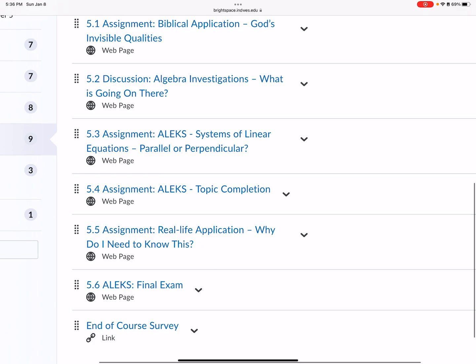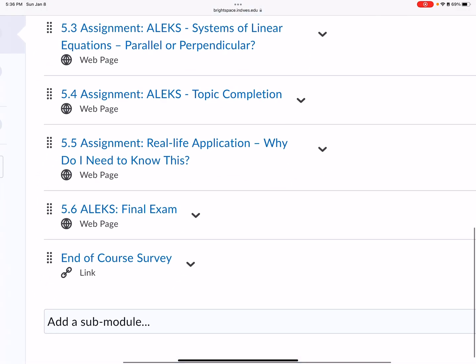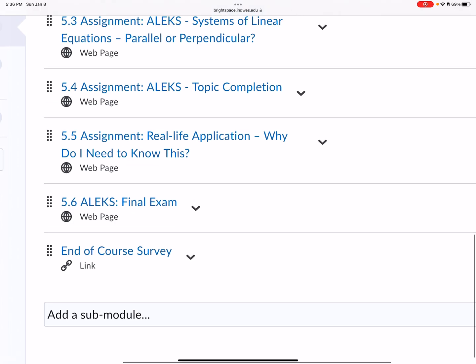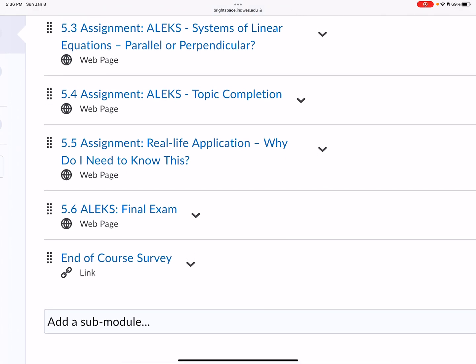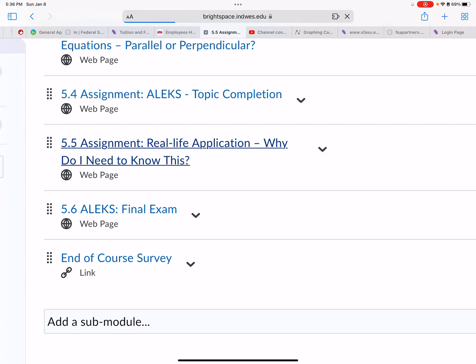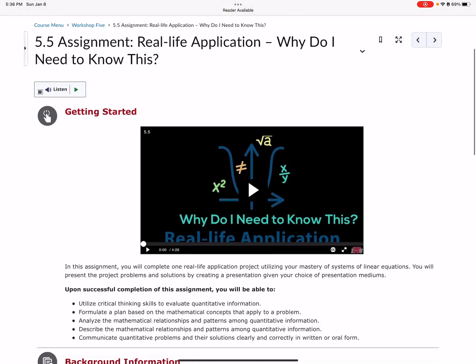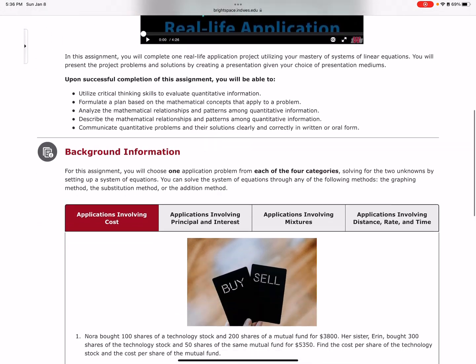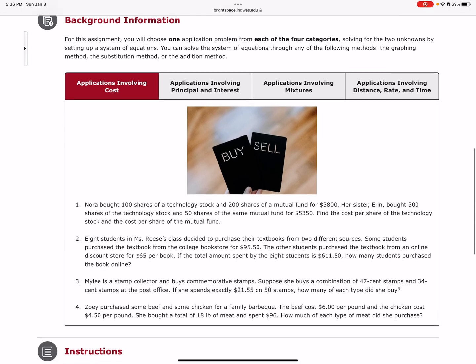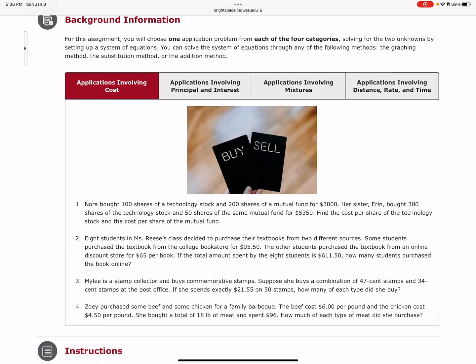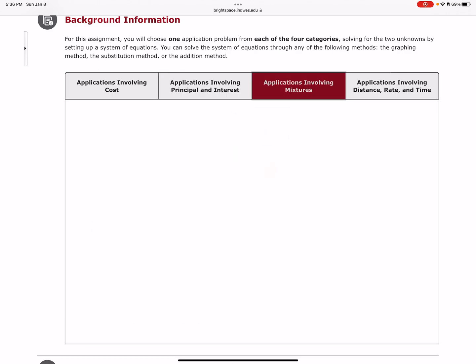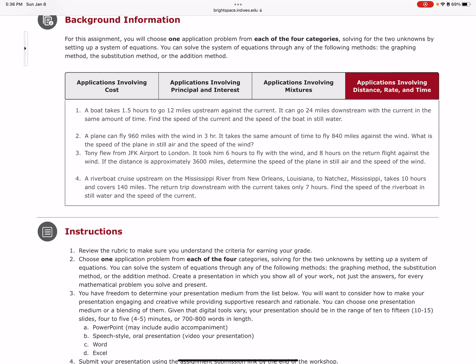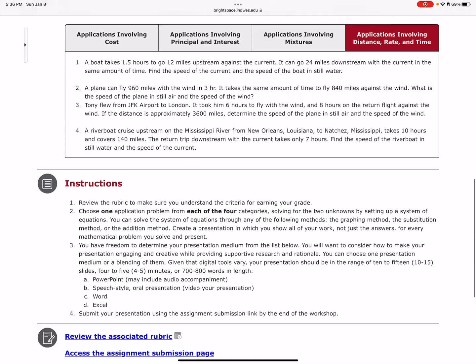Okay, so the next part, back here. That's 5-3. 5-4 is your topic completion in ALEKS, so make sure you have that one done. And then 5-5 is the real application. Why do you need to know this? Just trying to show you the different applications that it has in the real world. And so this is how you're going to do this. There are 4 different problems on this one. You could do involving cost, or principal and interest, or mixtures, or rate, time, and distance. So those are 4 different types.